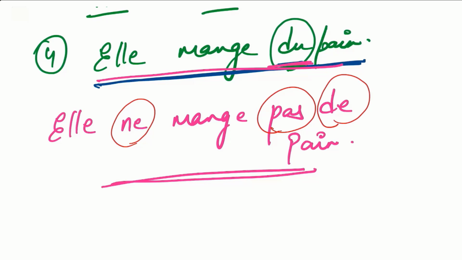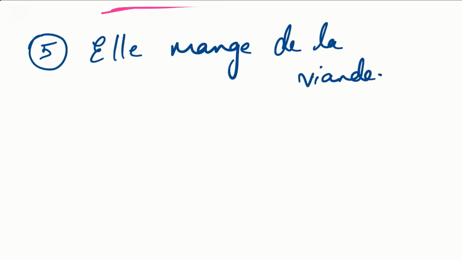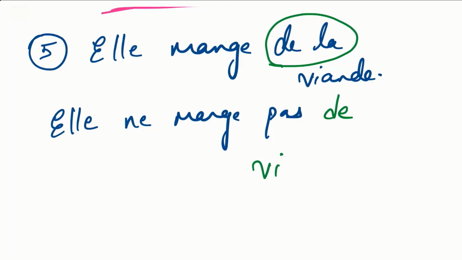Let's take another example now. The fifth example will be: Elle mange de la viande. She is eating meat. So the negative will be: Elle ne mange pas, and you have to change this as well. You will write just de viande. So she is not eating meat.